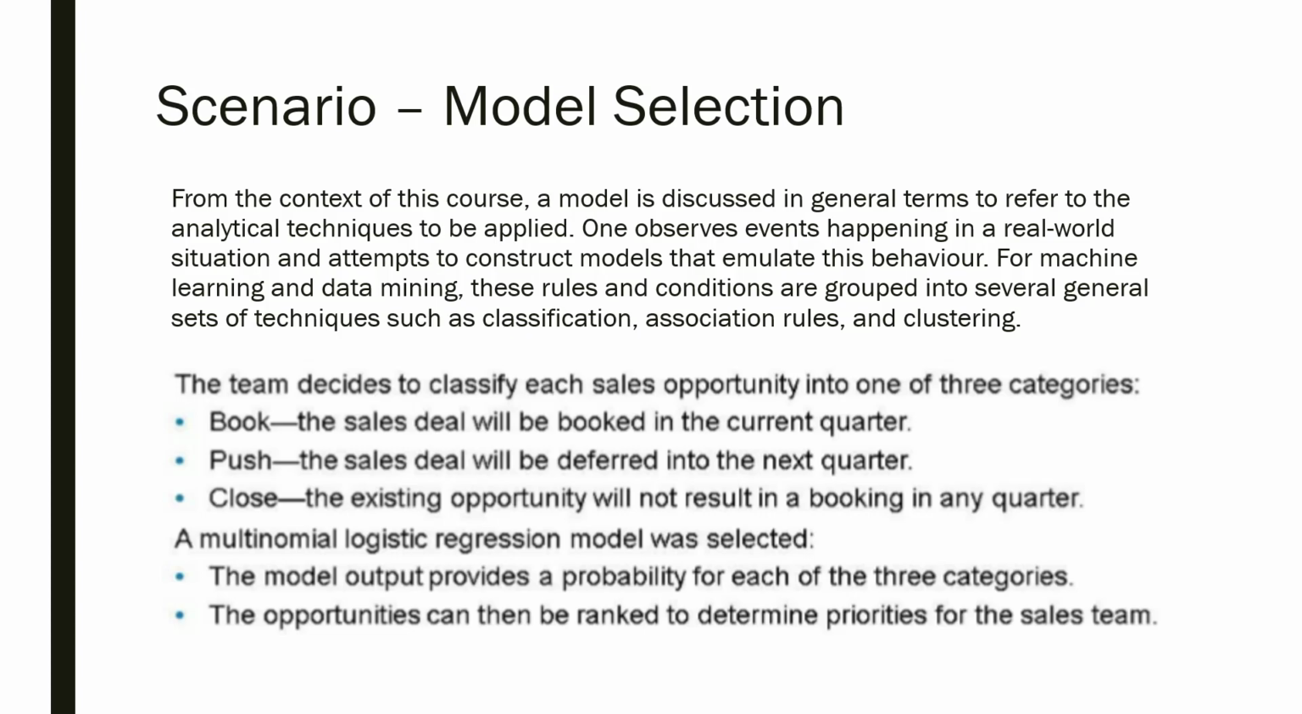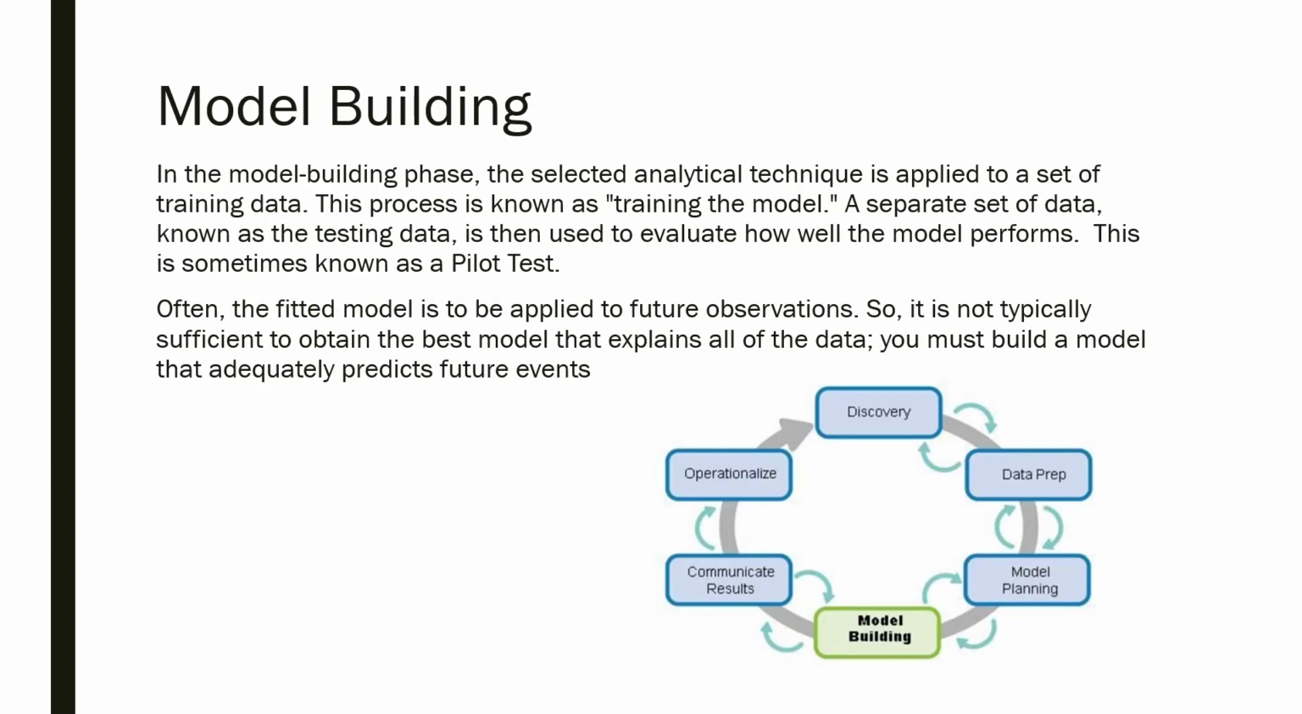Alongside this, they've decided that a multinomial logistic regression model will be selected. The model output provides a probability for each of the three categories, and the opportunities can then be ranked to determine priorities for the sales team. So this is the model that's been chosen, based upon the data we've got and what we need to achieve based upon the business information.